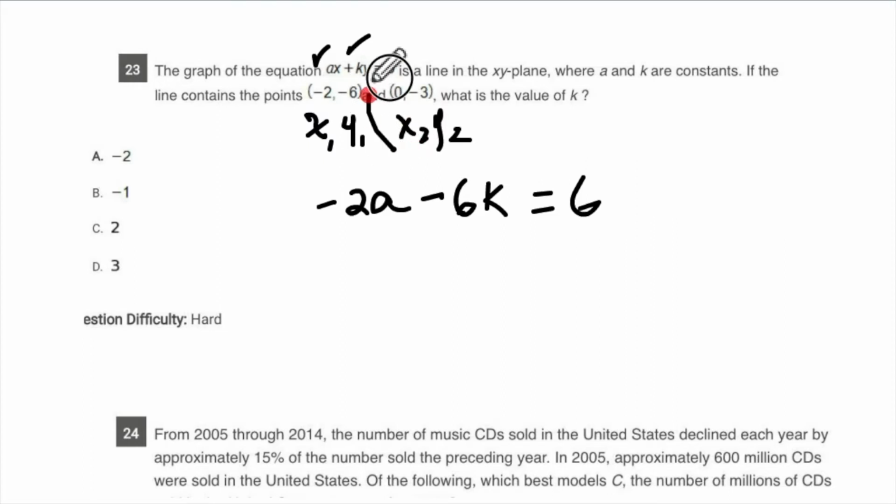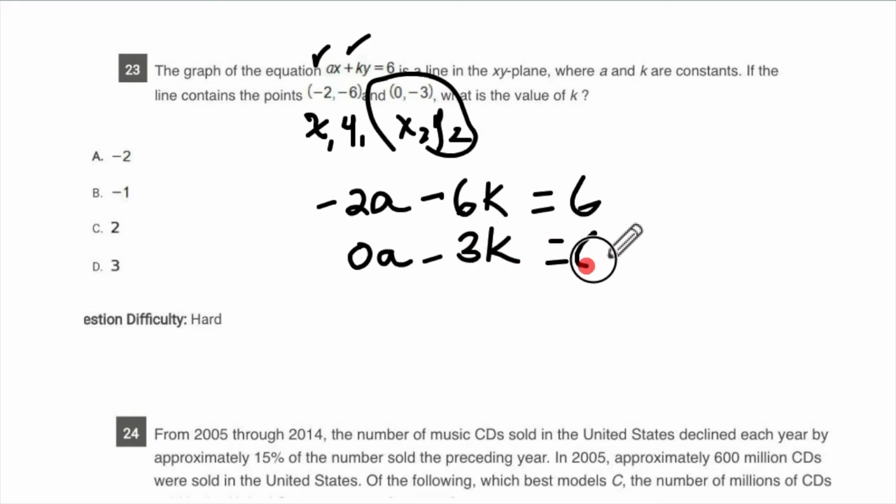Now I'm going to put the second point in for x and y, so 0 times a would be 0, right? So we put 0a. Then we have the -3 in for the y, so we're going to have -3k equals 6. Now, that makes it a little bit easier.